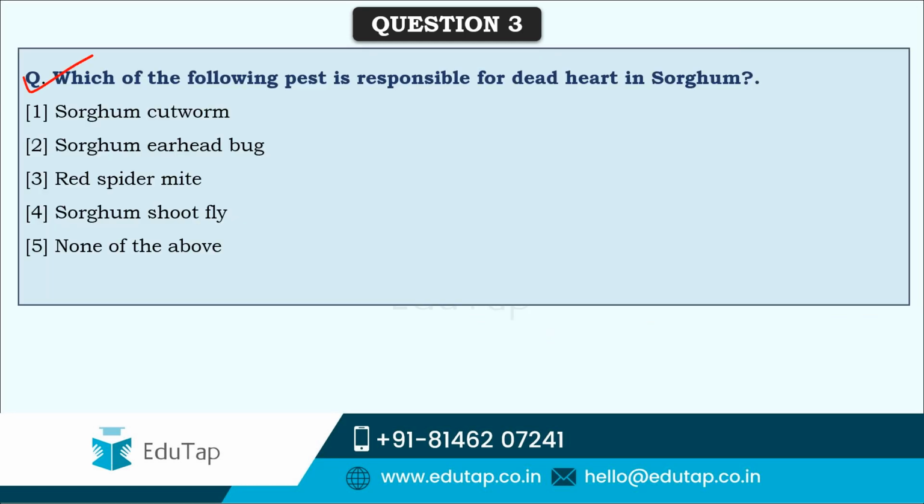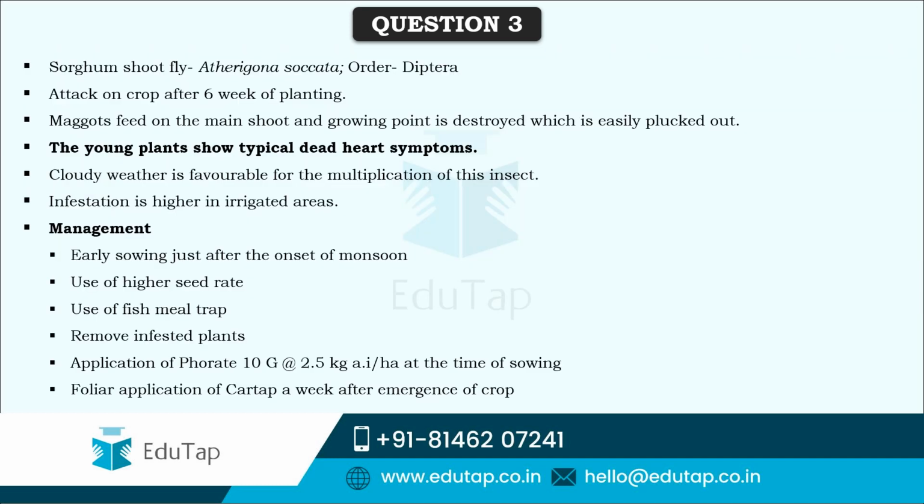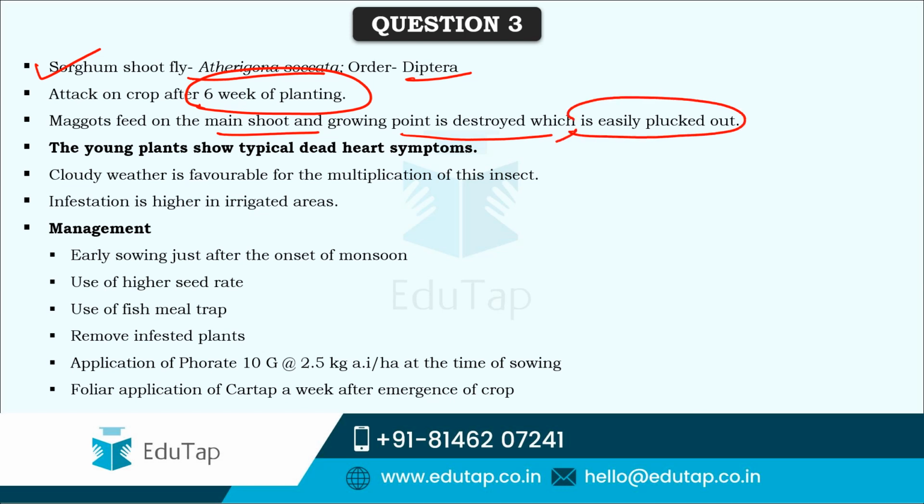Which of the following pests is responsible for dead heart in sorghum? Dead heart is a typical symptom occurring in sorghum where sorghum shoot fly attack is there. Atherigona soccata is the scientific name of sorghum shoot fly, which belongs to order Diptera, and attack on the crop can be seen after 6 weeks of planting. The maggots, which are the larvae of these shoot flies, feed on the main shoot and the growing point is destroyed, which can be easily plucked out, and that generally is a dead heart.